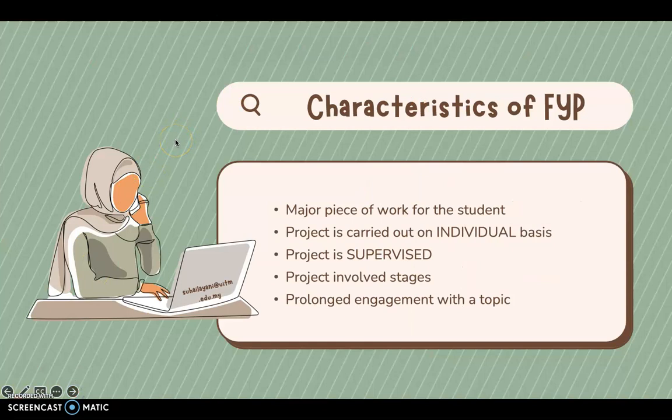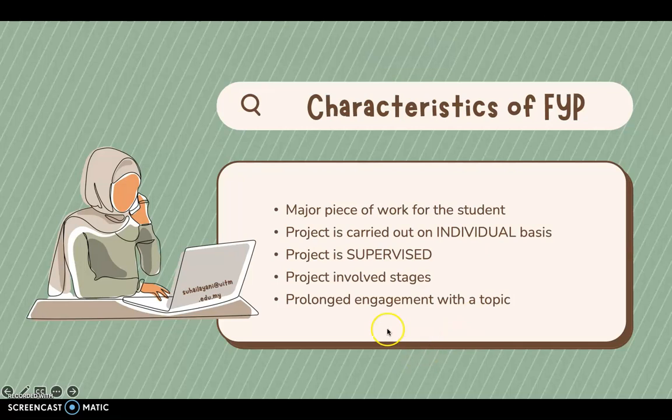Here are the characteristics of FYP. A final year project is actually a major piece of work for the student. This is for the student to develop a system to convey what they have learned throughout the bachelor degree program. The project is carried out on an individual basis. Usually every group project is done in a group of 3 or 4 members developing one particular system. But for FYP, it is an individual basis where a student will develop a system by herself or himself.